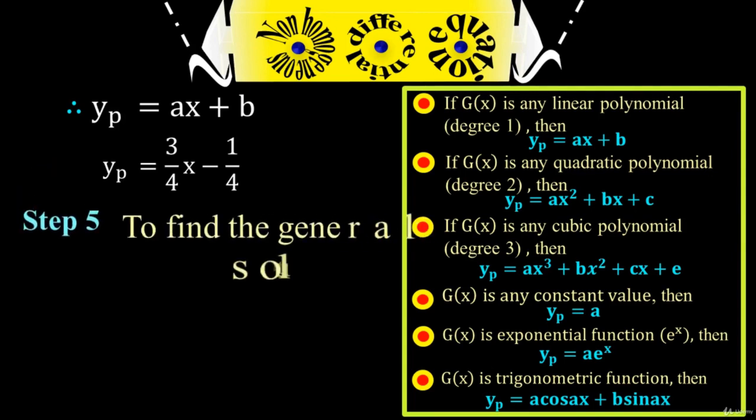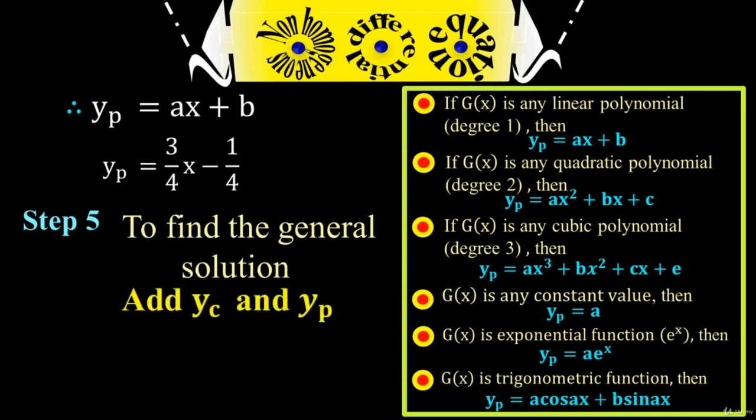Step 5. To find the general solution, add y sub c and y sub p. Y sub c is the complementary solution. If you remember, that is the answer that we got in step 3. And y sub p is obviously 3 over 4 x minus 1 over 4. Just add y sub c and y sub p.